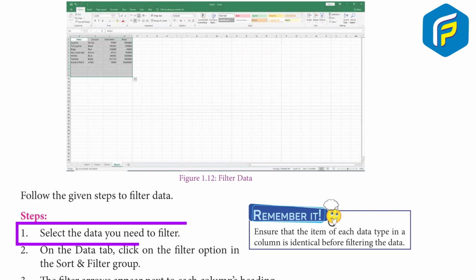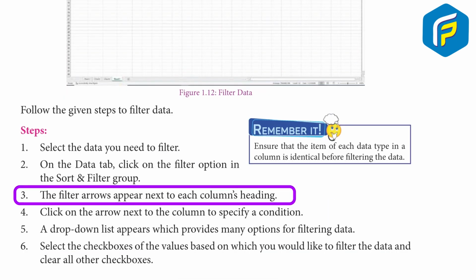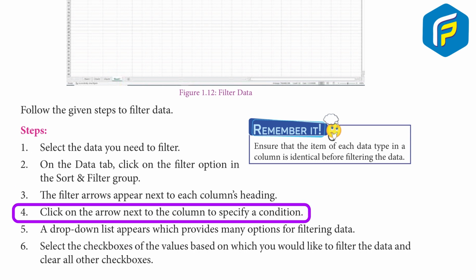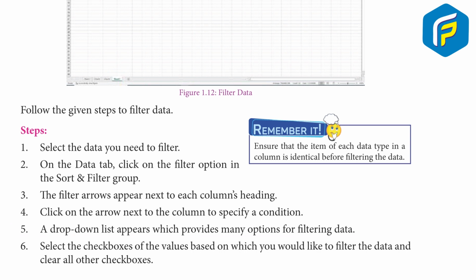Steps. 1. Select the data you need to filter. 2. On the Data tab, click on the Filter option in the Sort and Filter group. 3. The filter arrows appear next to each column's heading. 4. Click on the arrow next to the column to specify a condition. 5. A drop-down list appears which provides many options for filtering data.